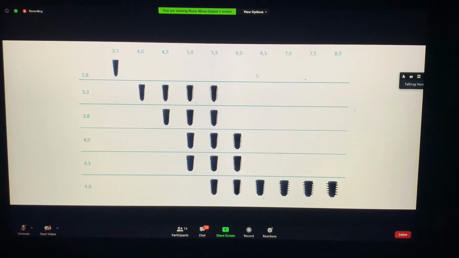So if you have soft bone, instead of placing a 4.0, you can place a 4.5 or 5 implant, and you will achieve a very good primary stability without drilling more than you need to place a 4.0.